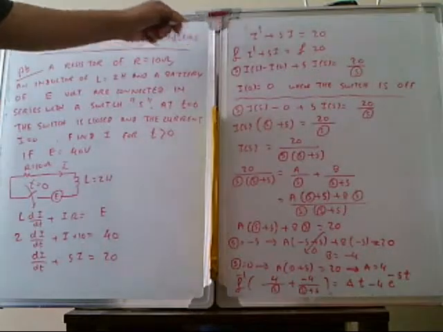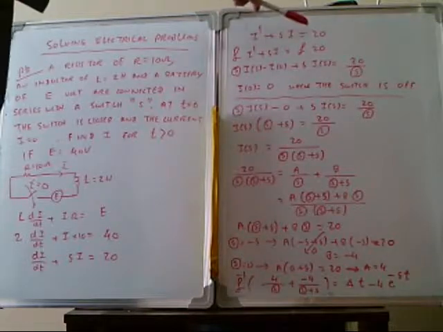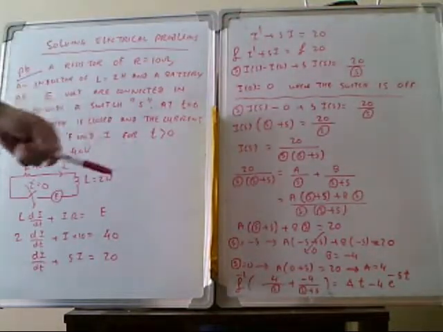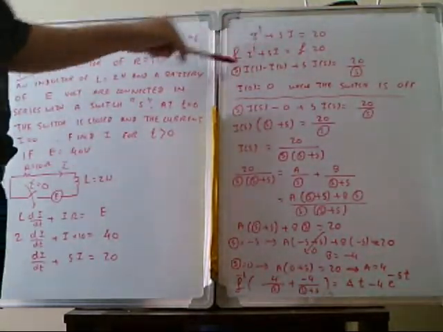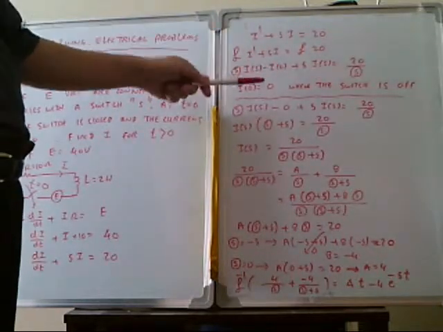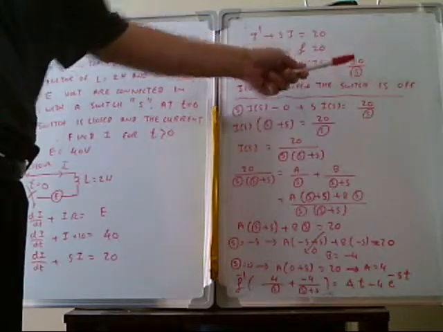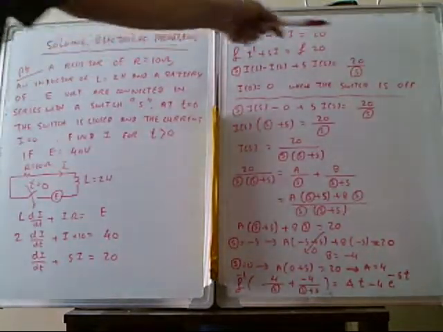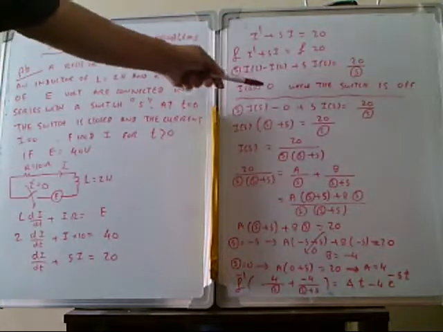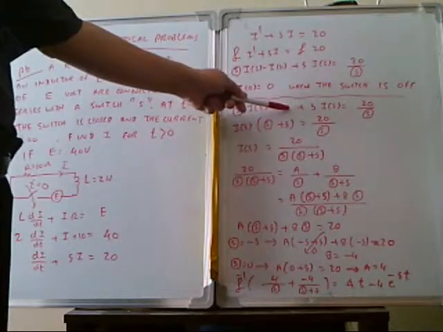So we have to find the Laplace transform. Laplace transform of I dash plus 5I on the left-hand side, and Laplace transform of 20 on the right. I dash, the first order derivative, will be sI(s) minus I(0), and 5I will be 5I(s). Laplace transform of 20 will be 20 divided by s. So we call it this equation. The initial current is 0 when the switch is off. Therefore, in the place of I(0), we put 0.